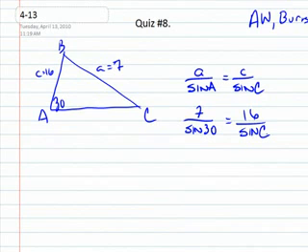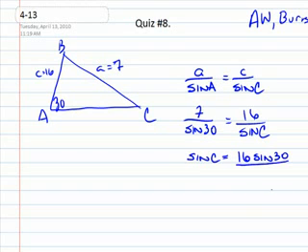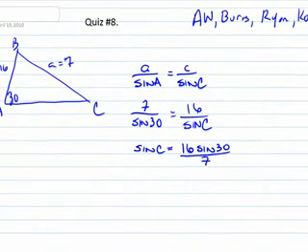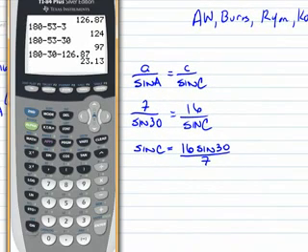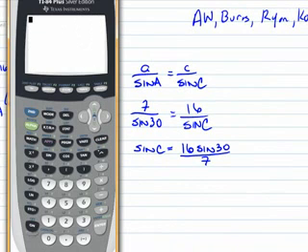So cross multiply and get sine C by itself, and we have this. So the sine of C is 16 sine 30 all over 7. We have a sine of 1.14.